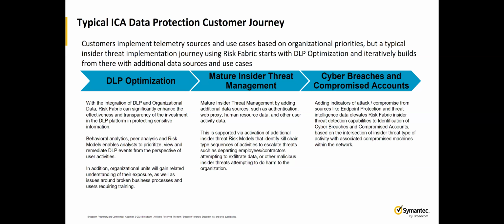So bringing in those data sources that are going to assist with not so much the DLP optimization or the insider threats, but they're going to highlight incidents and bring them into a risk model that are associated with external threats. So it's quite a common path to see that journey go that way. DLP optimization to start, the mature insider, and then those external cyber breaches and compromised accounts.